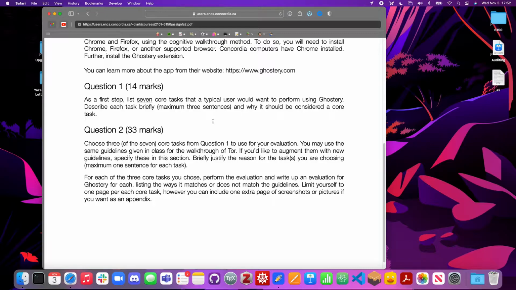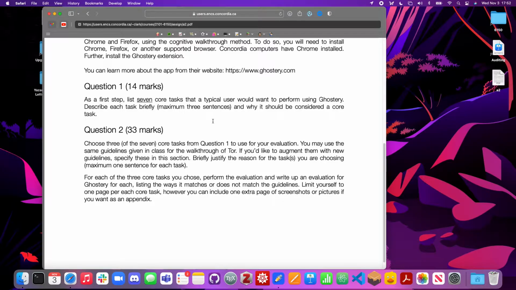I'd like you to pick the 3 most substantial, so not the 3 easiest or most trivial ones. And so when you look at your 7, pick the 3 that are the most important, or the ones that involve the most steps, or that a usability study would be the most important for. And then you just walk through.